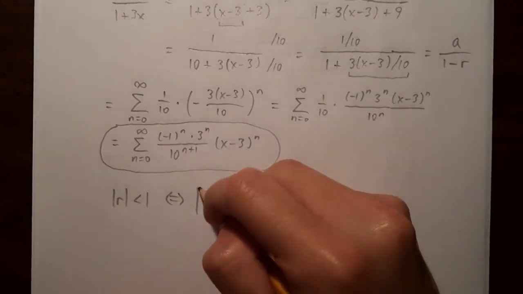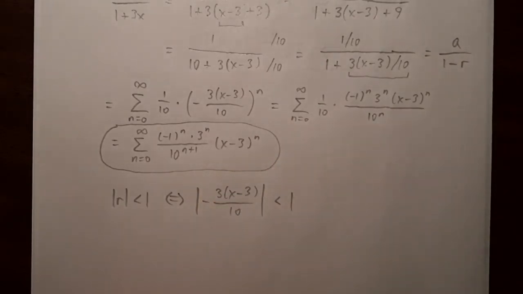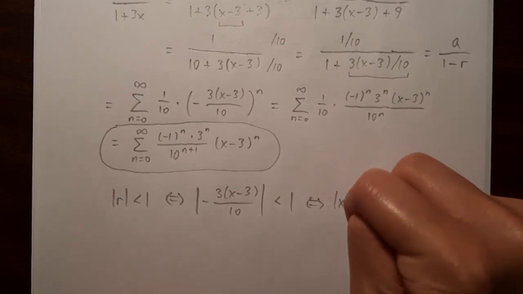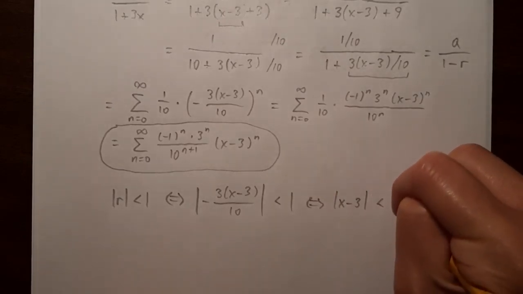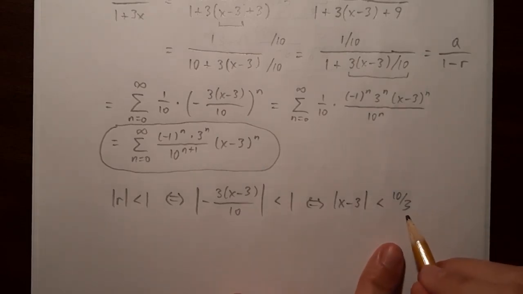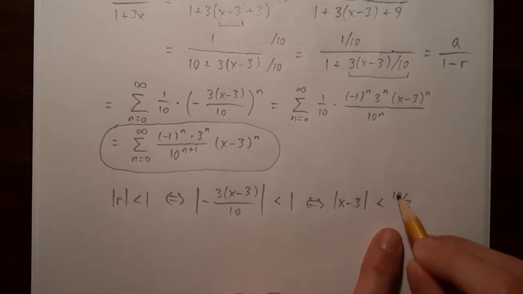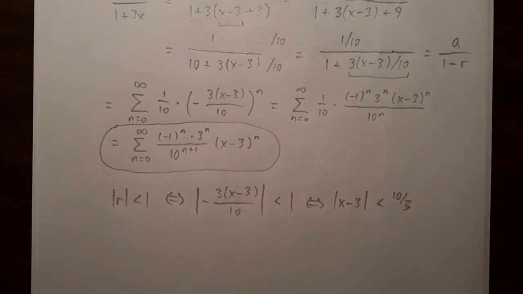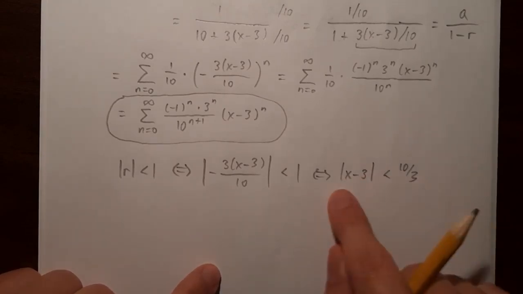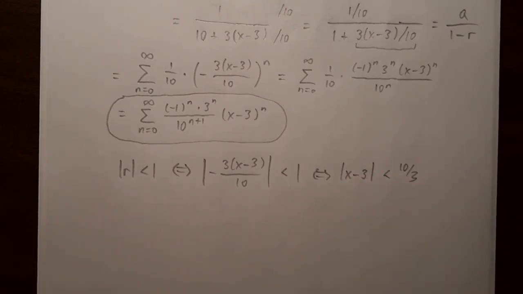So in this case, absolute value is going to kill the negative and multiply and divide by 10 and 3. We're going to get the absolute value of x minus 3 is less than 10/3. And actually, we can stop here if we wanted to. This is actually going to be our radius. But since I haven't ever done that before, let me go ahead and show why. So we'll go ahead and solve this out for the entire radius of convergence.